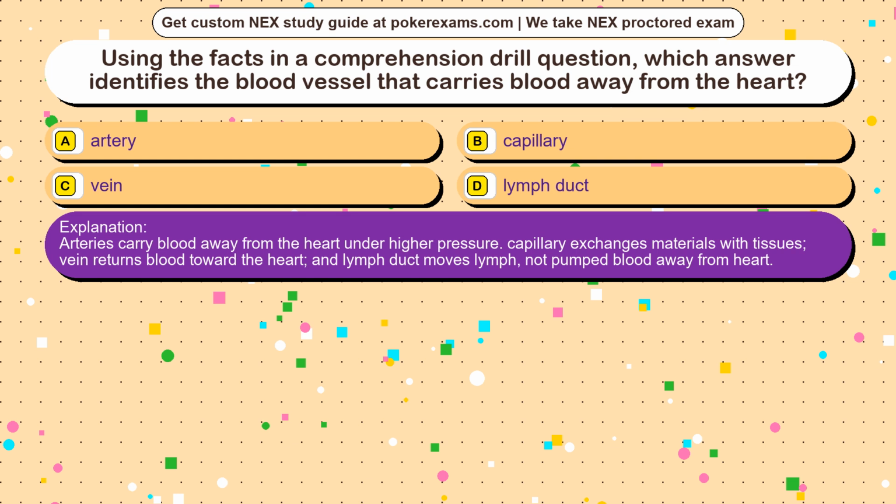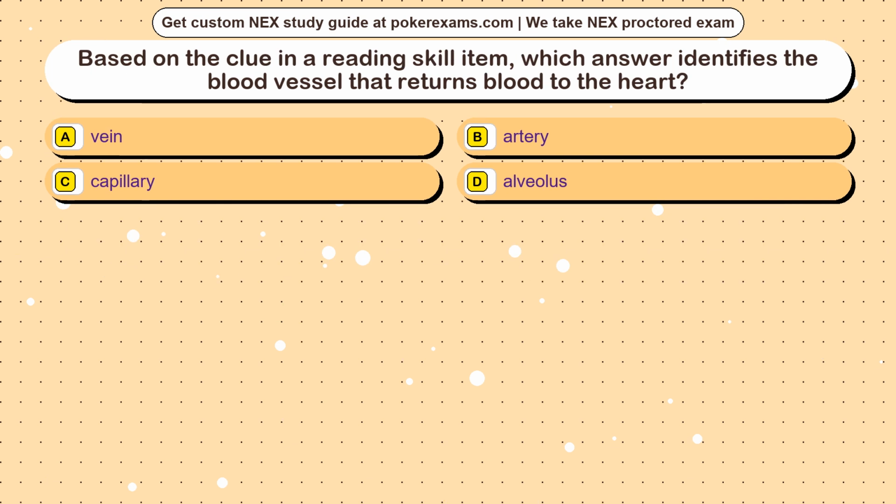Question 17. Based on the clue in a reading skill item, which answer identifies the blood vessel that returns blood to the heart? Option A, a vein. Option B, artery. Option C, capillary. Option D, alveolus.